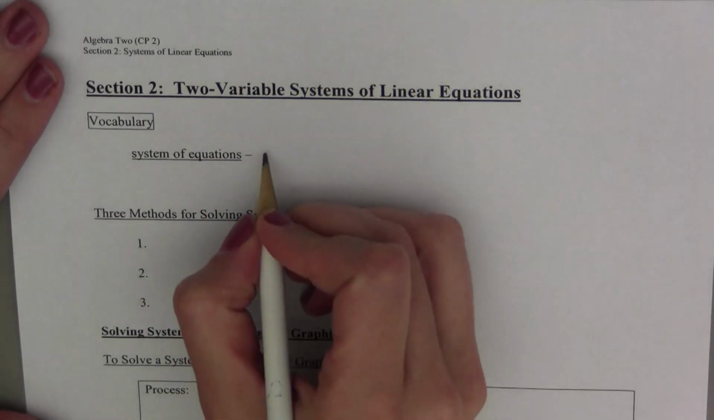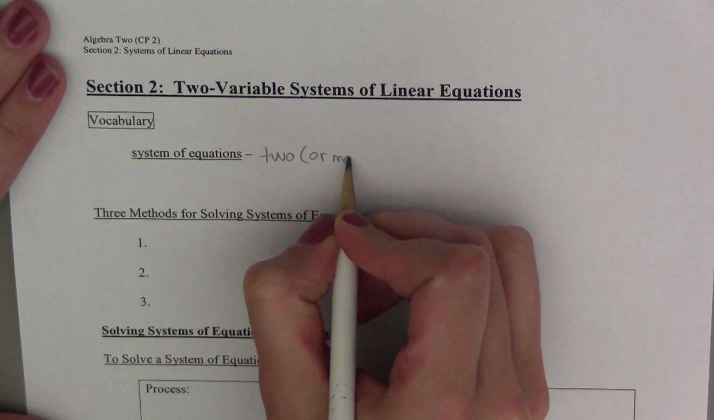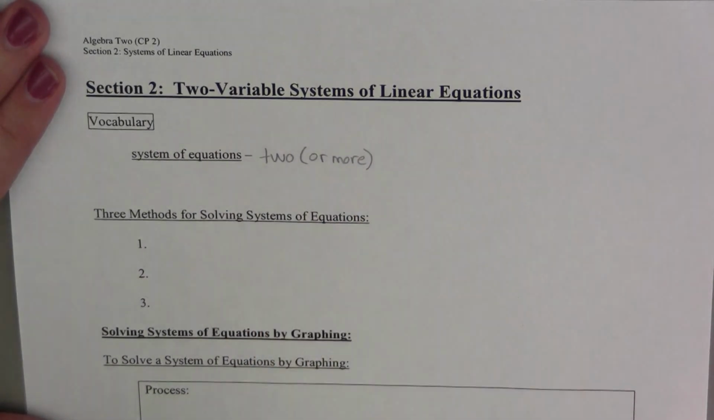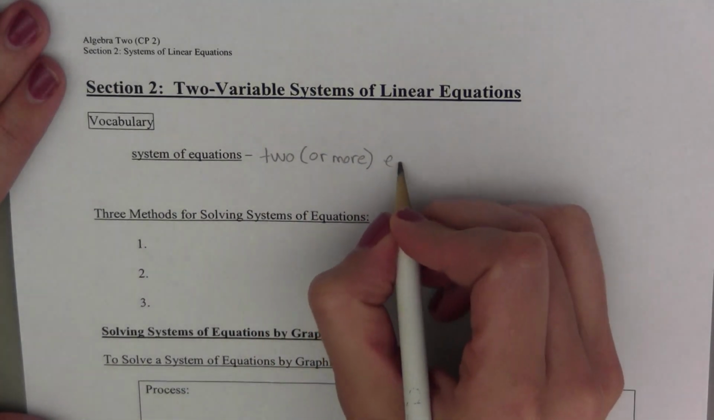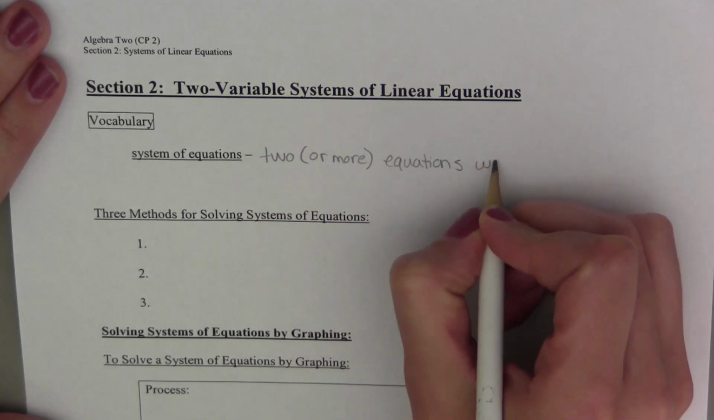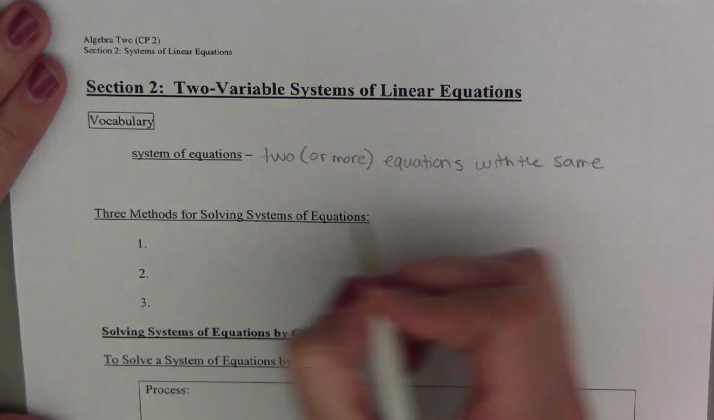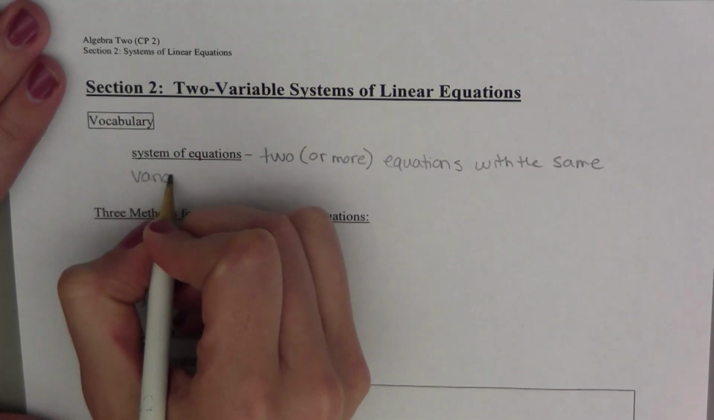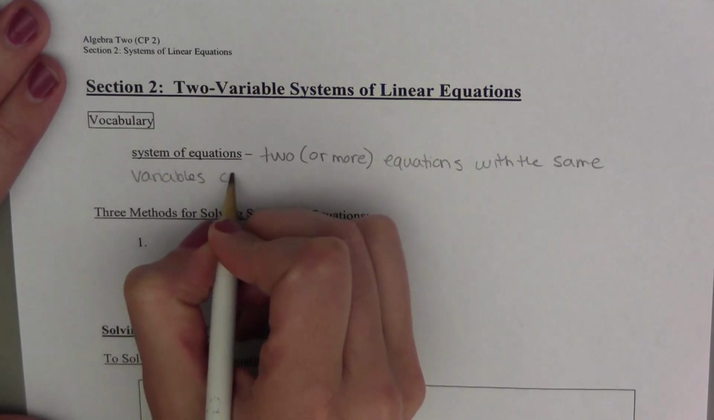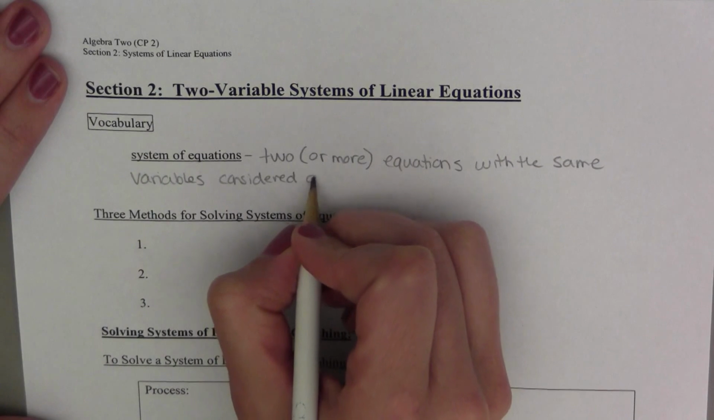So our definition of a system of equations is two. I'm going to have you write in parentheses "or more," and we'll go back to that later. Two equations with the same variables considered at the same time.